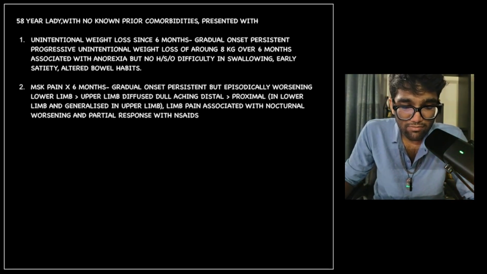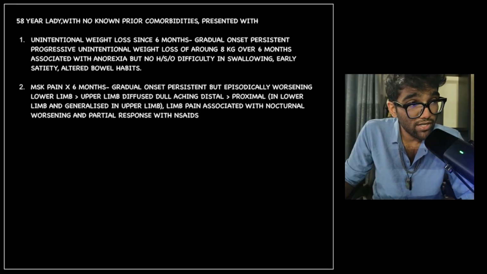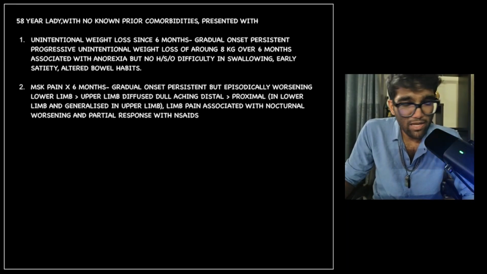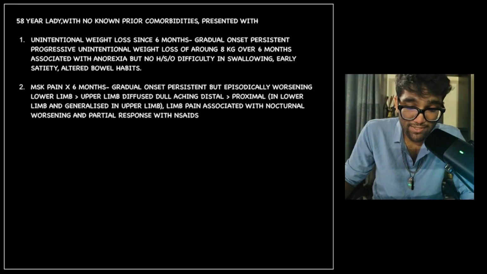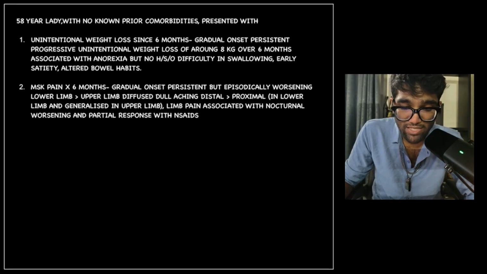For the last 6 months, she had a gradual onset of persistent but episodically worsening lower limb more than upper limb, diffuse dull aching pain, mostly involving the distal more than the proximal parts of the lower limb, but in the upper limb, at least as per her, more generalized. The pain was associated with a nocturnal worsening and only partial response to NSAIDs.